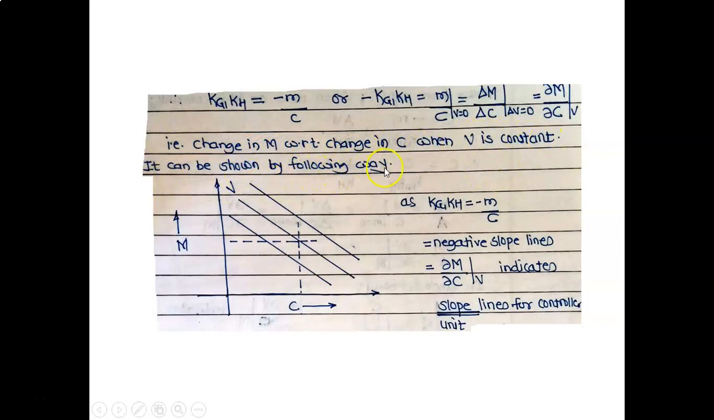It can be shown by following way. Means this dou M by dou C at V is equal to 0 is represented by this graph. Since its value is negative, that is minus Kg1 into KH is equal to dou M by dou C at V is equal to 0, that's why these lines are like this, means their slope is negative. As Kg1 into KH is equal to minus M divided by C, that is negative slope lines. That's why these lines are like this. These lines are having negative slope.